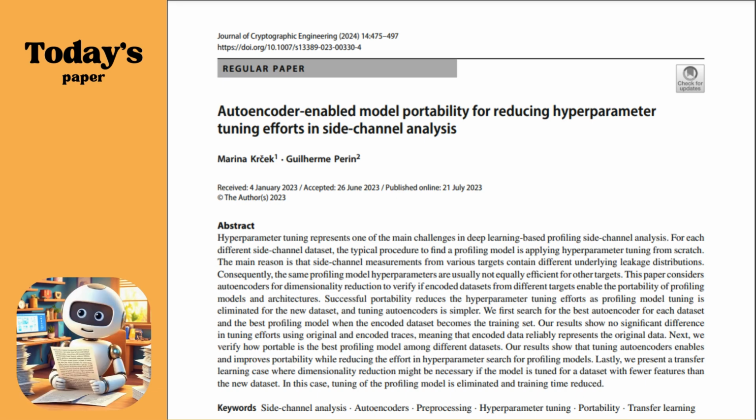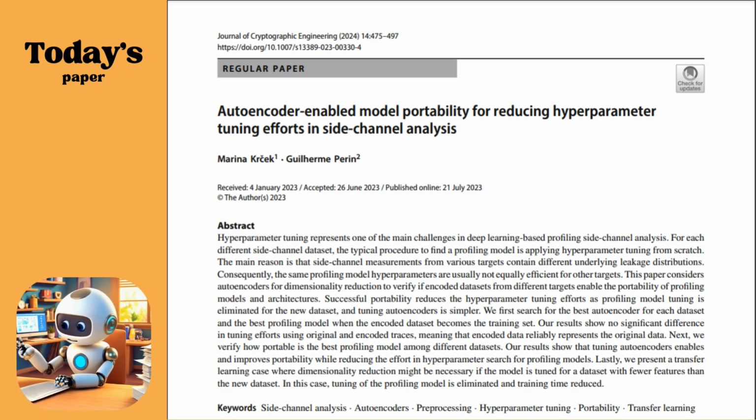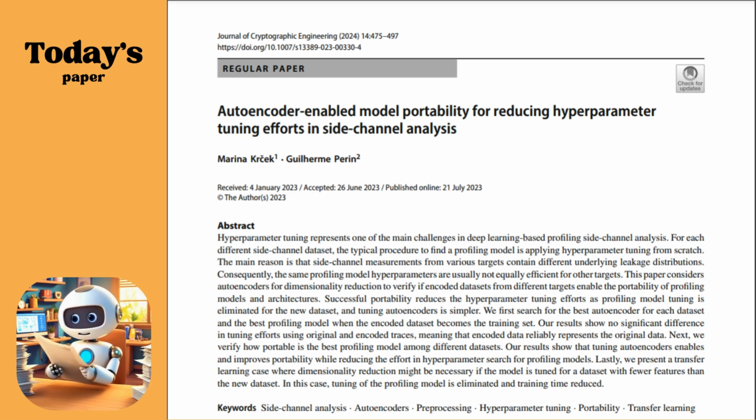Well, that's what I thought too, but the researchers in this paper actually proved that it works. They did all these experiments using real-world side channel data sets. They tried out different types of autoencoders too, like MLPs and CNNs. Those are the multi-layer perceptrons and convolutional neural networks. Right. They even experimented with different compression levels to see what worked best. And the results were actually pretty amazing.